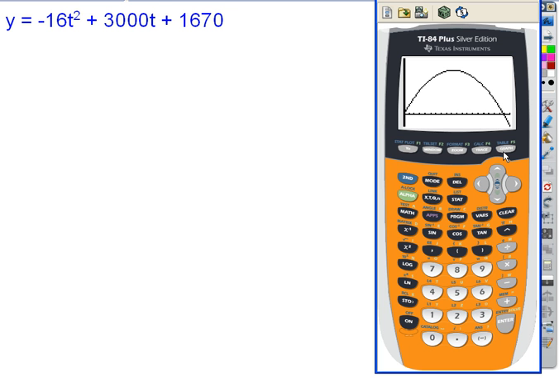Okay, so we could find up here, let's go up and find the maximum. So second calc 4. Okay, I need the left boundary. Boom, right value. Okay, there's my right boundary. My guess would just be somewhere in between. And the answer is 142,295. Now, what does this x value mean here?